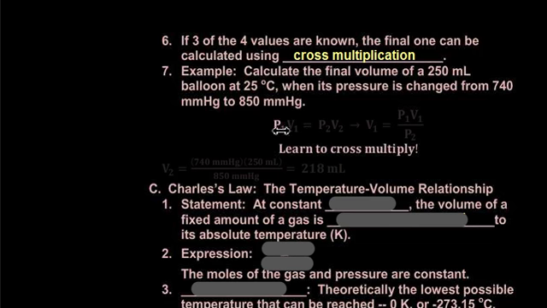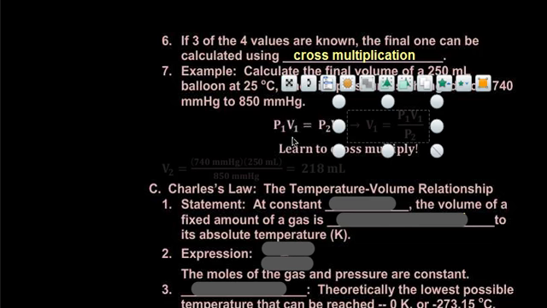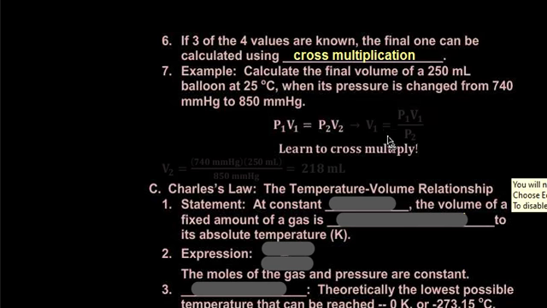Well, where do we start? We start with P1 V1 equals P2 V2. Then we solve for our new volume once we change the pressure, and it looks like that: V2 equals P1 V1 over P2.